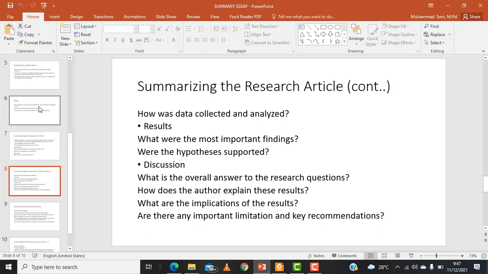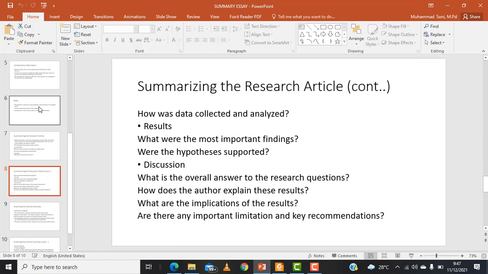And then the result. In the result, you have to find out what the most important findings were, because it's going to be quite long. So make sure you find out the key points or the main points of the results so that you can finally come to the important findings of the study. And in the result, there are also some sentences to state whether the hypothesis was supported or not.